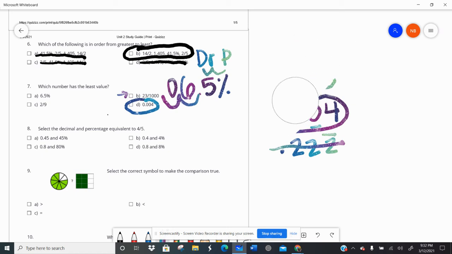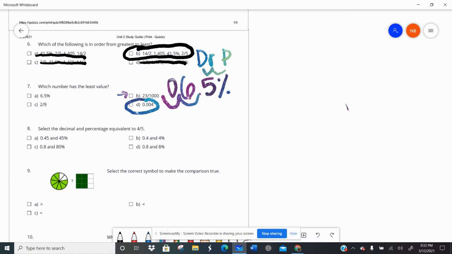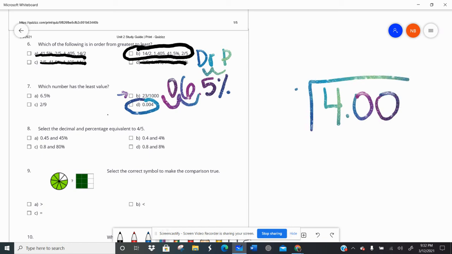All right, we're getting there, friends. So select the decimal and percent equivalent to 4/5. All right, let's do some long division. 4/5. 4 goes on the inside. 5 goes on the outside. If I have 4, could I give you 5?